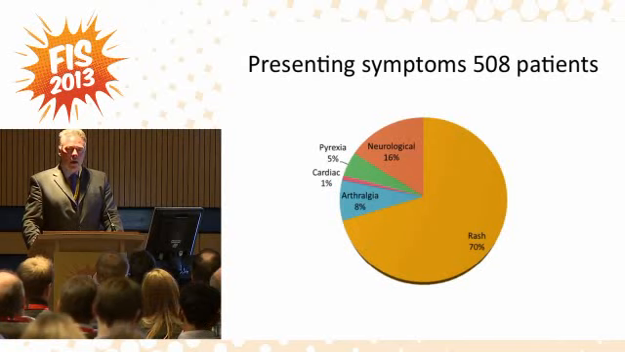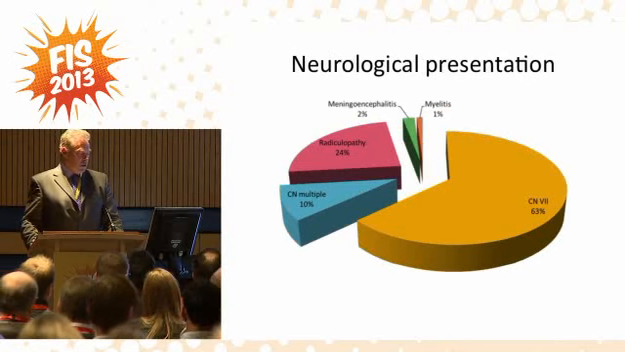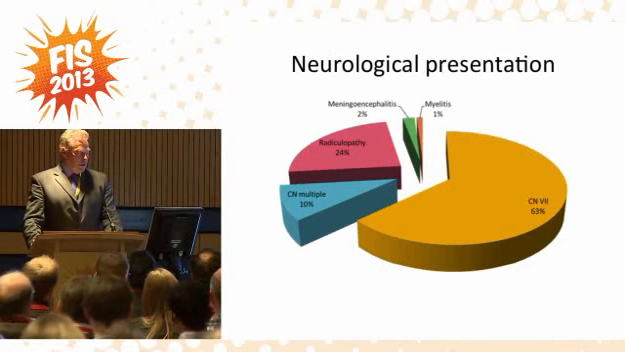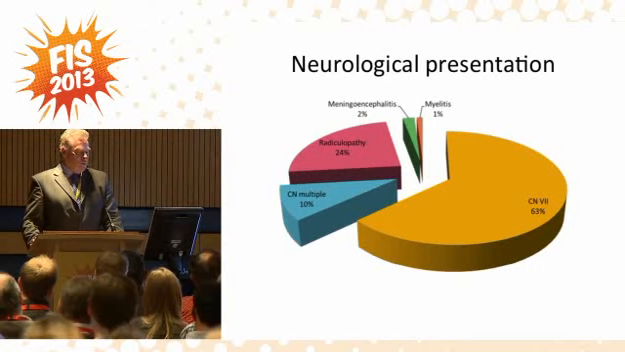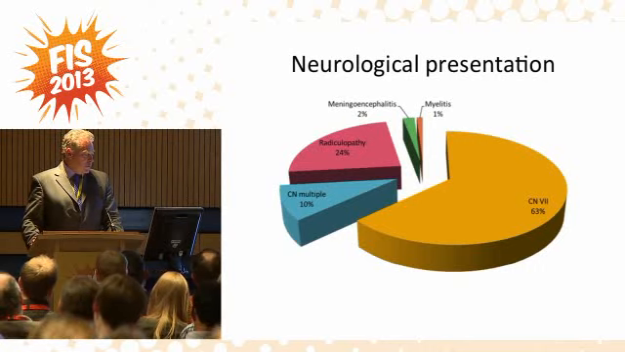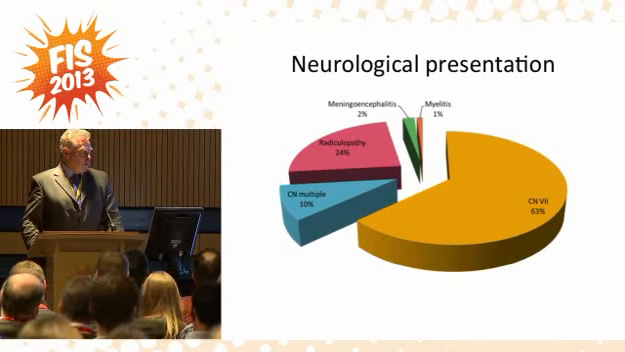And quite a reasonably high first presentation of neuroborreliosis. And of the neurological presentations, the majority of those are single cranial nerve palsy, seventh nerve palsy. So I really think with any seventh nerve palsy, it's worth doing Lyme serology, even though, of course, there are multiple causes for Bell's palsy. Multiple cranial nerve palsies, less common.